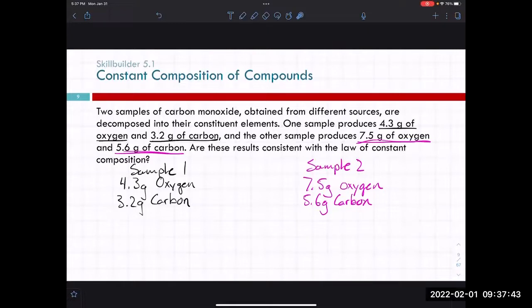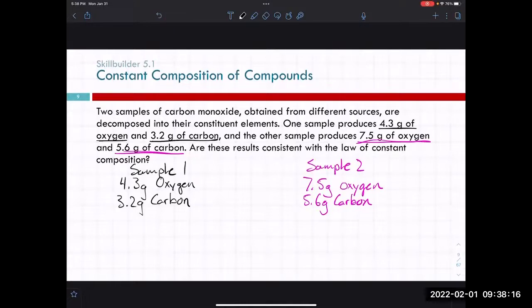So we're trying to determine, well, the question is, are these results consistent with the law of constant composition? We could also think about this as, are these both carbon monoxide? So what should be true if they're both carbon monoxide? Starts with an R. Yeah, the ratio should be the same between them. So like I said, ratios are one thing divided by another thing. So as long as you do that consistently, in this case, I'll do oxygen divided by carbon.